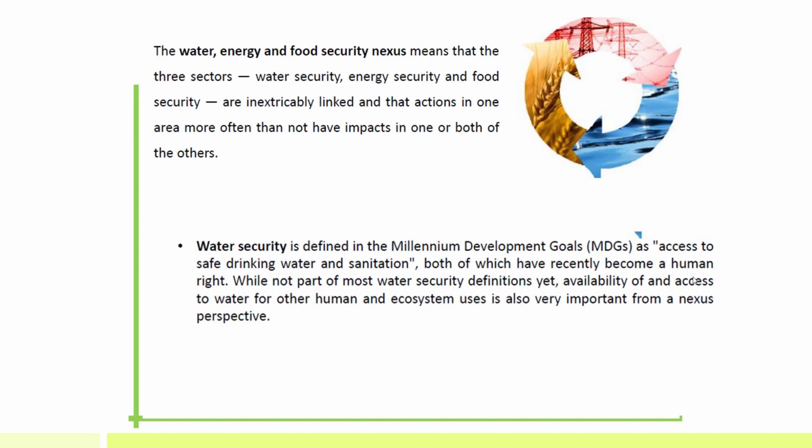And so water security is defined as access to safe drinking water and sanitation, both of which have recently become a human right. So these are things that we know are necessary for life. While not part of most water security definitions yet, availability of and access to water for other human and ecosystem uses is also very important from a nexus perspective.